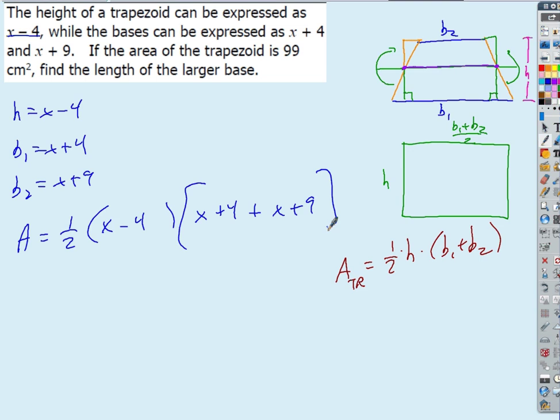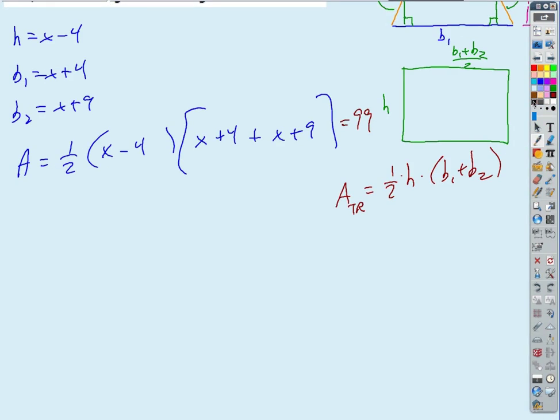I'm going to come up with an area, and then what's the area going to be equal to? 99. Yeah, so that whole thing, it's just going to equal 99. And now, when all the dust settles here, let's look at one more little piece of this. I've got 1/2 times x minus 4. If I add like terms here, what do I get? 2x.